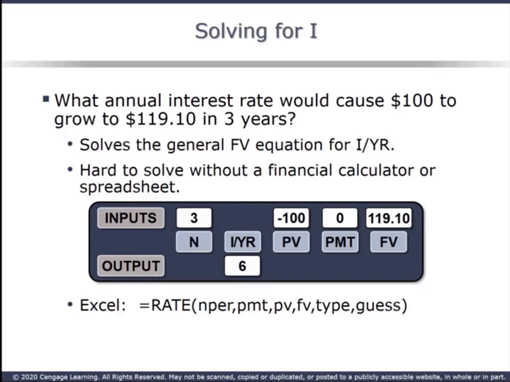As we did with present value and future value, enter 4 values and solve for I. Example, what interest rate would cause $100 to grow to $119.10 in 3 years? N is 3, present value is minus 100, payment is 0, future value is $119.10, compute IY.